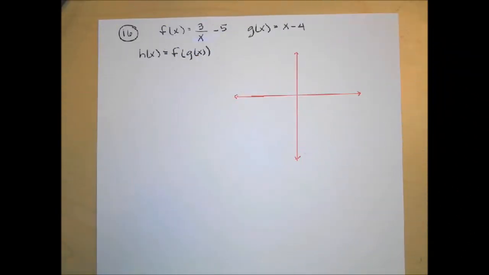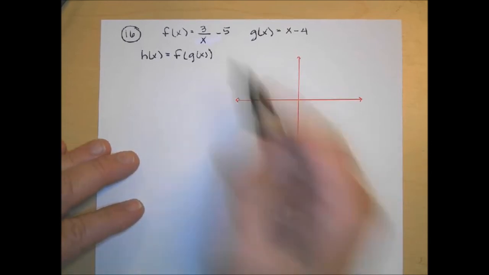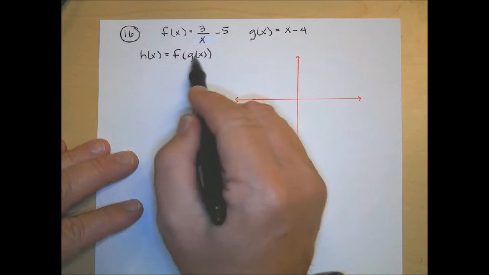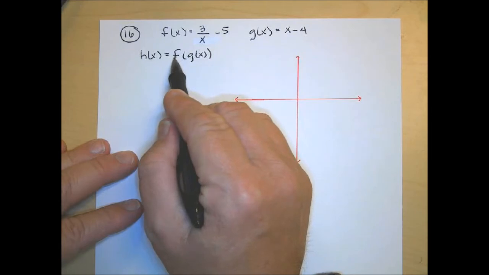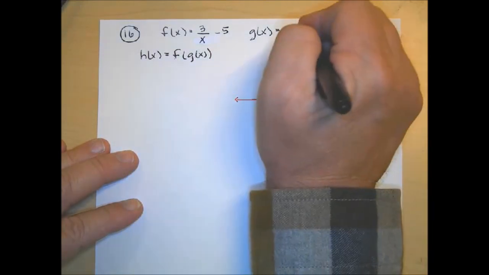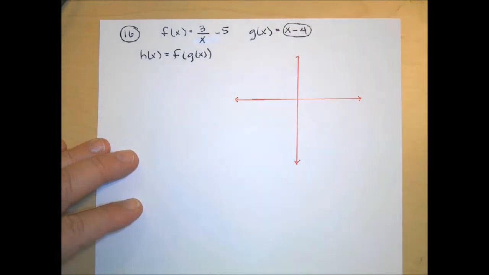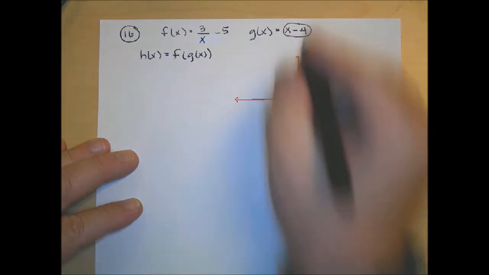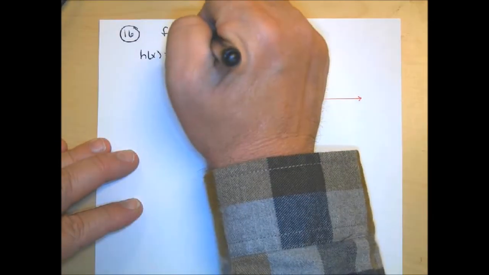Okay, for problem number 16, we have a composition going on. H of x equals f of g of x. Now, we've done this a few times before in other units, but really all this is saying is work from the inside out. Plug g of x into f of x. Well, here's g of x right here, the x minus 4, and if I'm going to plug it into the f of x function, there's only one place that it can possibly go, and that is right there.